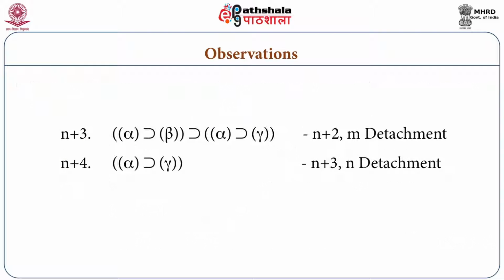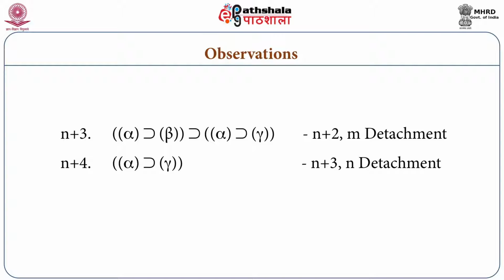At step n plus 3, we will be applying one of the rules of detachment. So go back to step m, where we have beta implies gamma. That is the antecedent of the formula in n plus 1. So by the rule of detachment, modus ponens, we have in the next step n plus 3, if alpha implies beta, then alpha implies gamma, which is actually the consequent of the formula in the n plus 2 step.